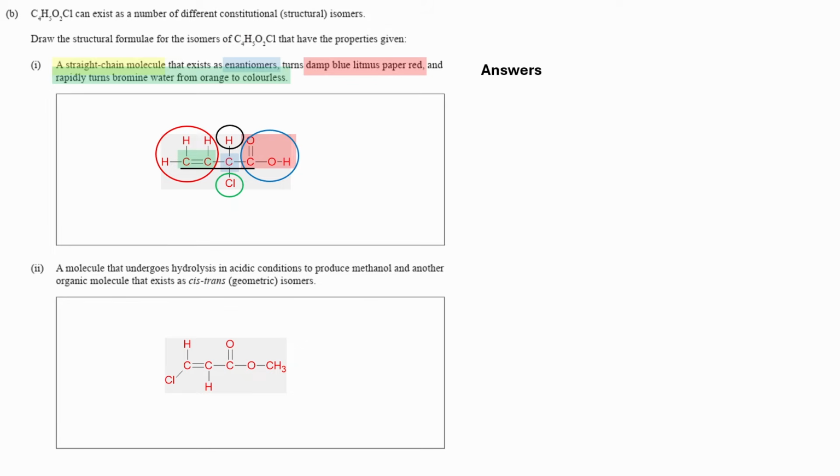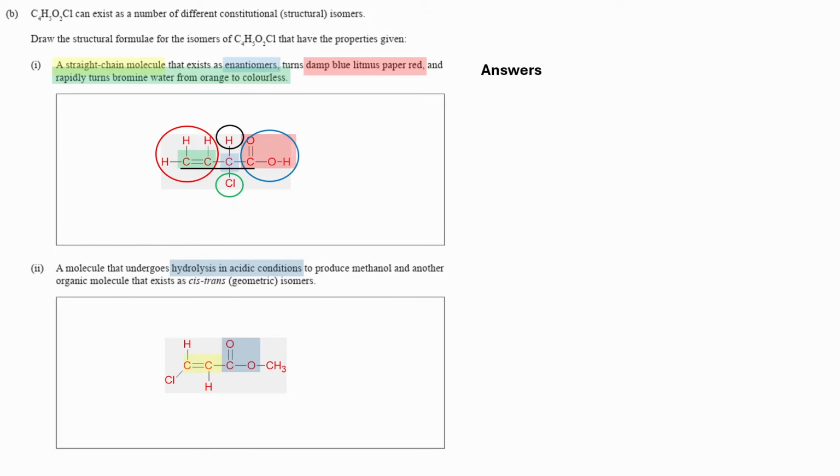So I've drawn this ester group here because it's going to produce methanol, so it must have originated from an ester group. It also must have this CH3 joined to the oxygen here in order to make methanol. It also must exist as a cis-trans isomer. This can exist as a cis-trans isomer because it has a double bond.